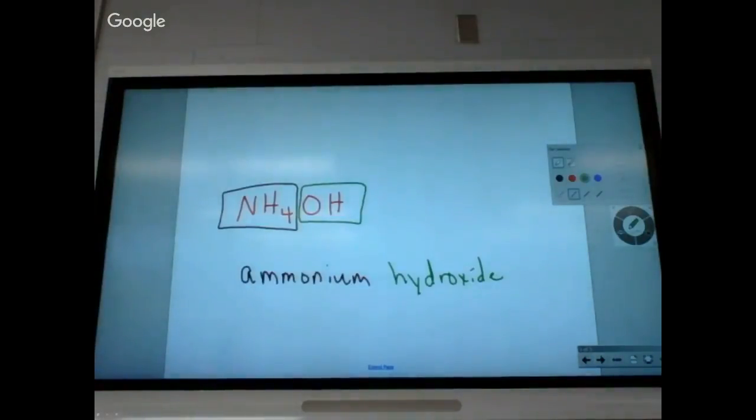Anything else on naming? Do all polyatomic ions only have one oxidation number? Yep, they do. Anything else before we finish the lab, for those of you who need to finish it?